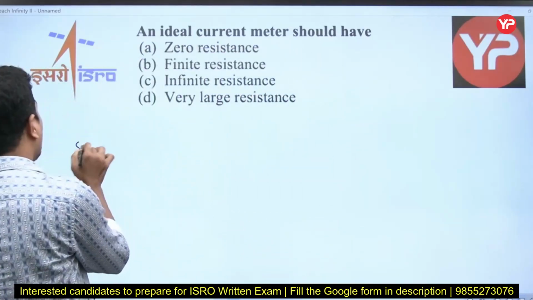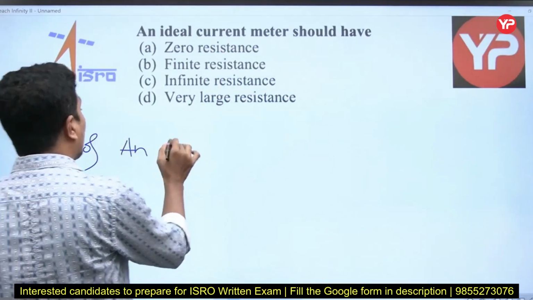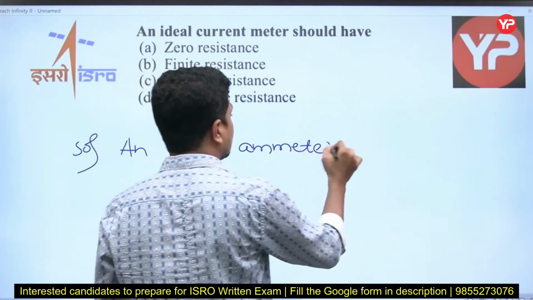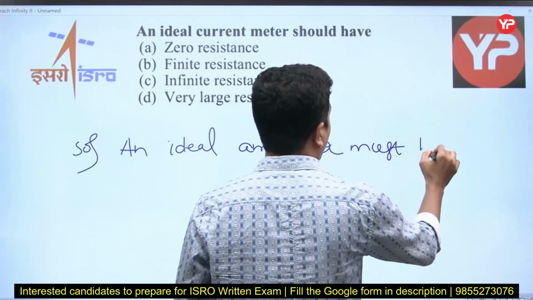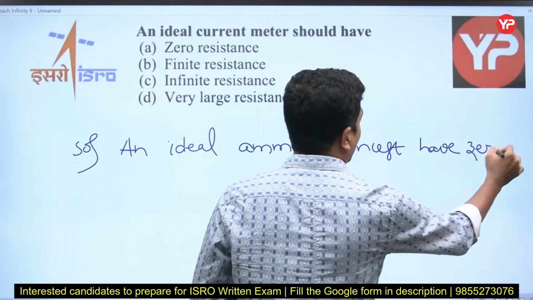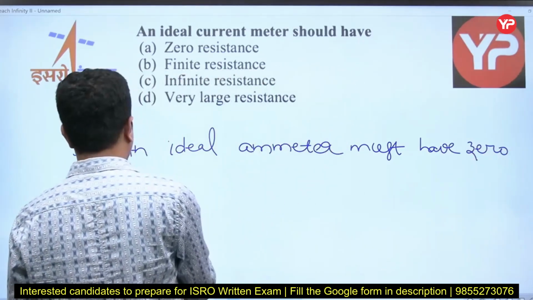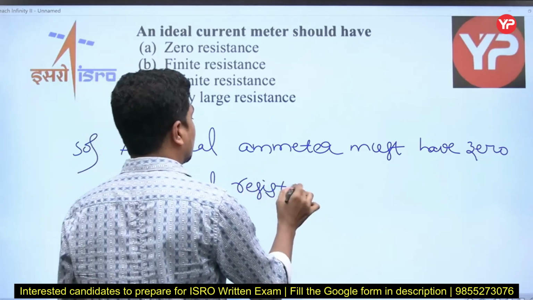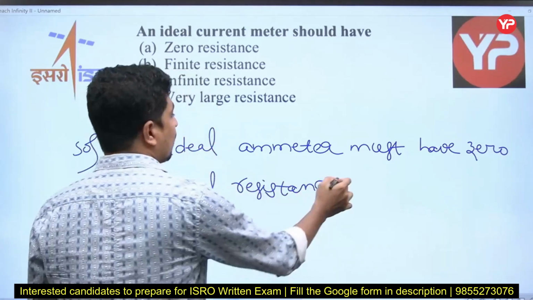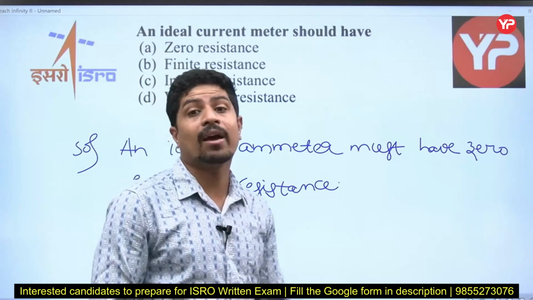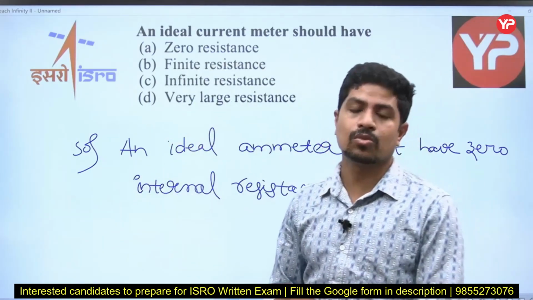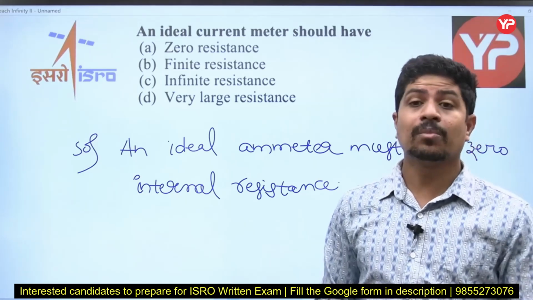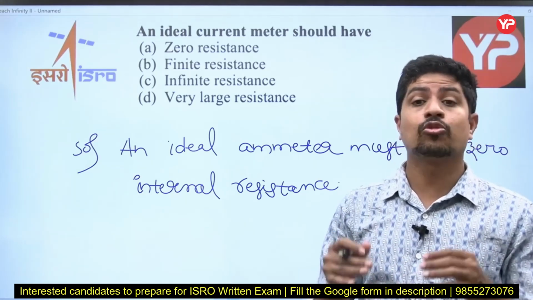Yes, an ideal ammeter must have 0 internal resistance, right? The same way, an ideal voltmeter must have infinite internal resistance too. Both are to avoid loading effect. If some finite resistance is there, then there would be some loading effect.